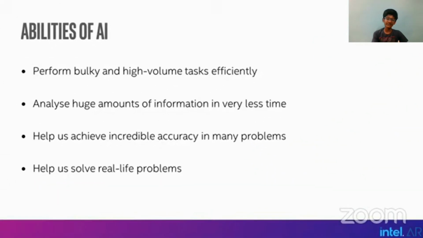So next we will see the abilities of AI. An AI can perform bulky and high volume tasks efficiently, analyze huge amounts of information in very less time, help us achieve incredible accuracy in many problems, and help us solve real life problems. And there are also many other abilities of AI, and these are the important abilities of AI.